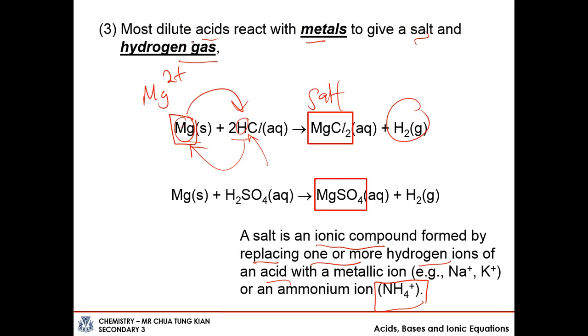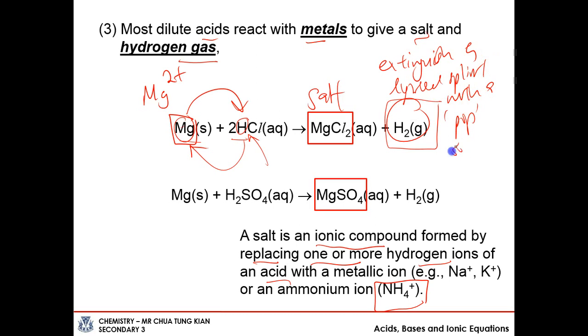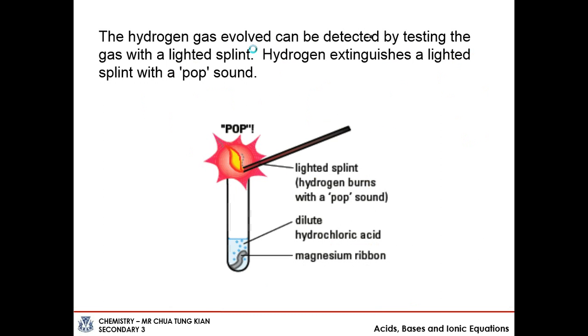We can test for this hydrogen gas. If you recall, it will extinguish a lighted splint with a pop sound. Right? So if we stick a lighted splint into a test tube containing hydrogen gas, we will have the flame going out with a pop sound. Okay? Yep, so here is the diagram. Pop sound.